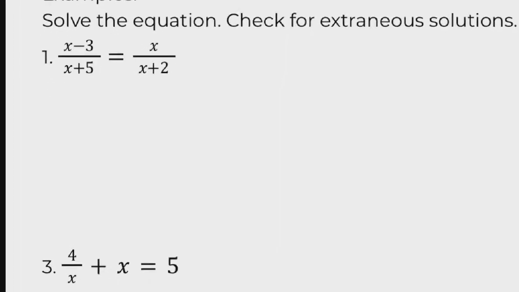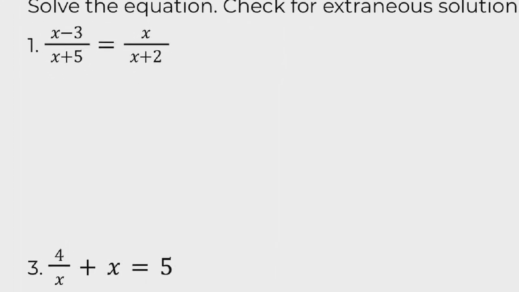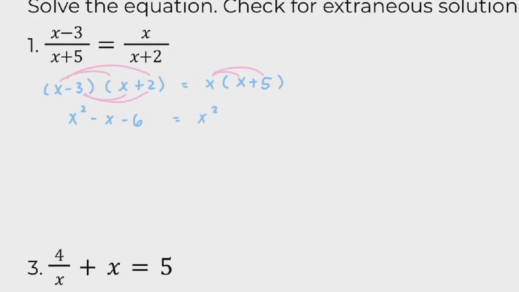So for number 1, we have (x minus 3) over (x plus 5) equals x over (x plus 2). There's no addition or subtraction, so we're just going to cross multiply. So we'll get (x minus 3) times (x plus 2) equal to x times (x plus 5). Next, we're going to multiply. So we get x squared minus x minus 6 equals x squared plus 5x.